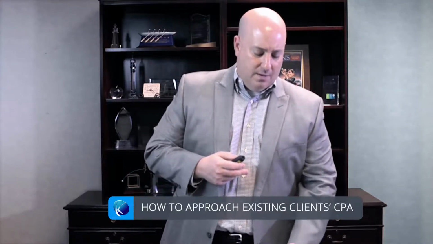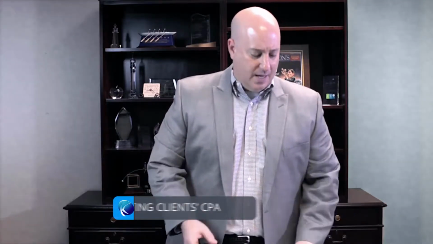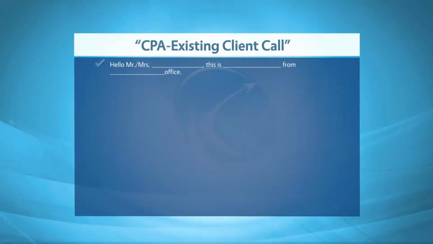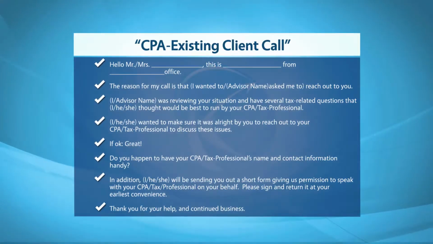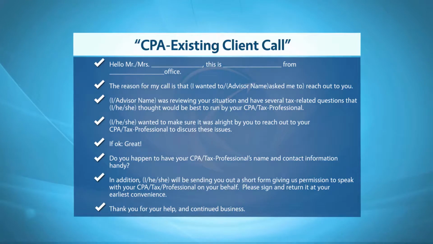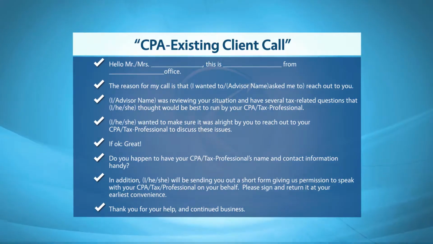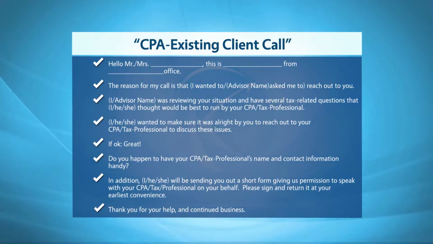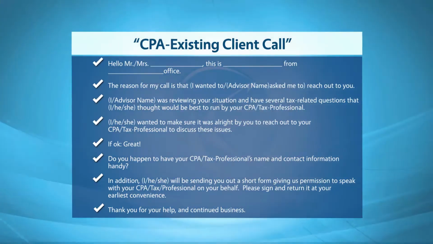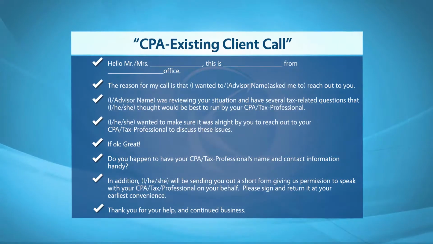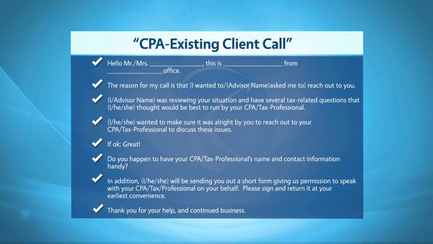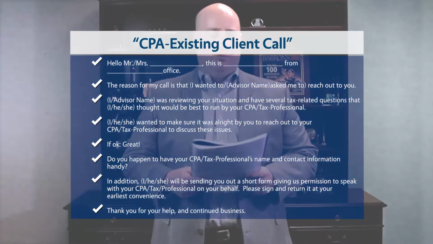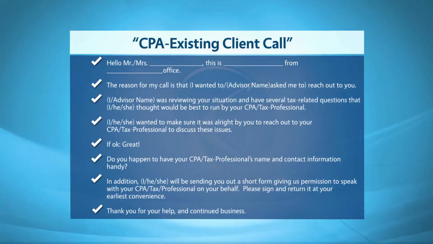So as you see up on your screen, there's a script that I have that's entitled How to Approach Existing Client CPAs, and there's a script that I'd like to read to you. It's called the CPA Existing Client Call. And this is where we go out and we call our existing client directly. So this is you calling your client, asking if it's okay to reach out to the CPA. Now, earlier I said it's okay to delegate some of these calls to somebody else in your office. This is a call I think that you should make yourself. So here's what it sounds like.